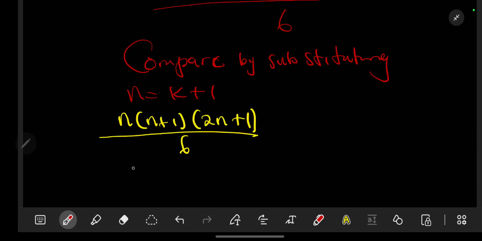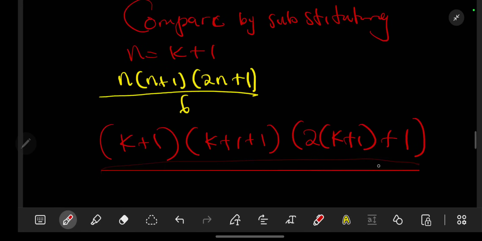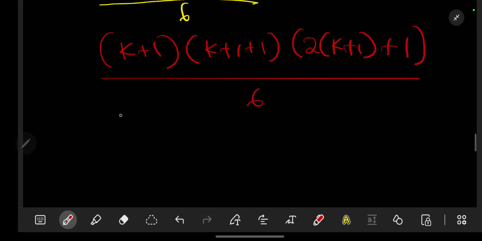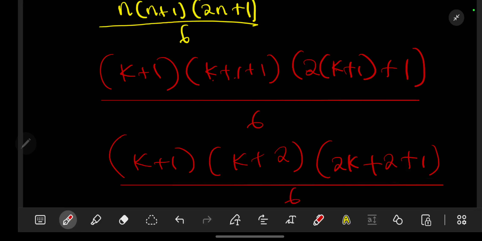So where there is n, we put k plus 1. Then where there is n here, we put k plus 1, but there is another plus 1. Then we have our 2, where there is n, we put k plus 1, then plus our 1, over the 6. So this gives us our k plus 1, then k plus 1 plus 1 is 2, then 2 by k will be 2k, plus 2 by 1 will be 2, then plus 1, over our 6.